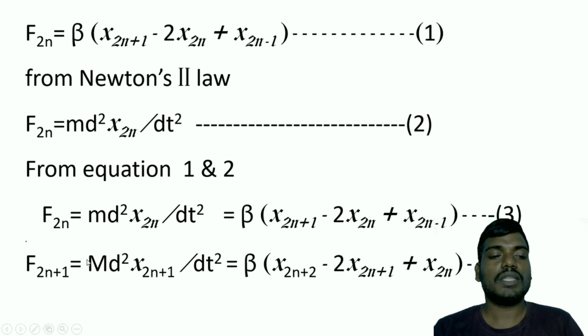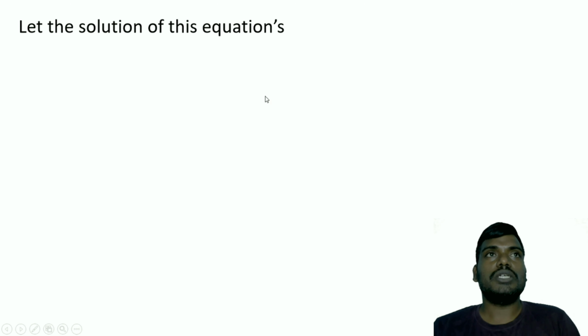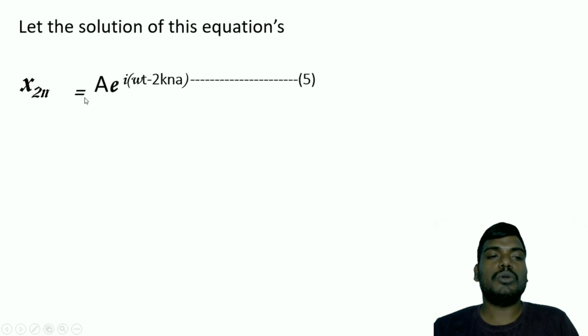Then similarly, on the 2n plus 1 atom, capital M d square x2n plus 1 by dt square equals beta into x2n plus 2 minus 2x2n plus 1 plus x2n. This equation is named 4. Next, let the solution be like simple harmonic motion, that means an exponential function: x2n equals A e to the power of i into omega t minus 2n Ka. This equation is named 5.